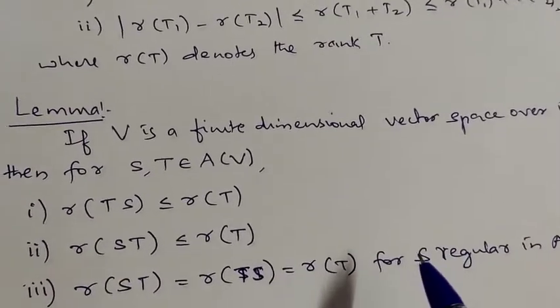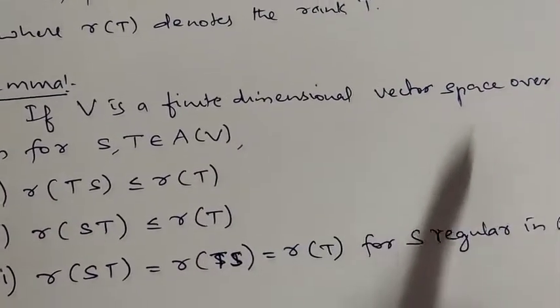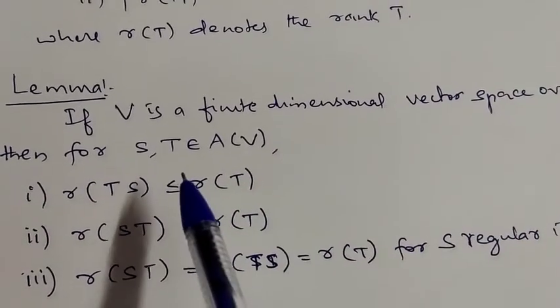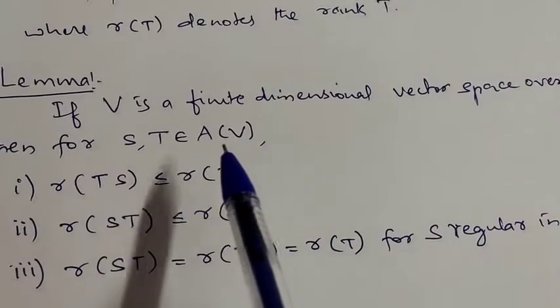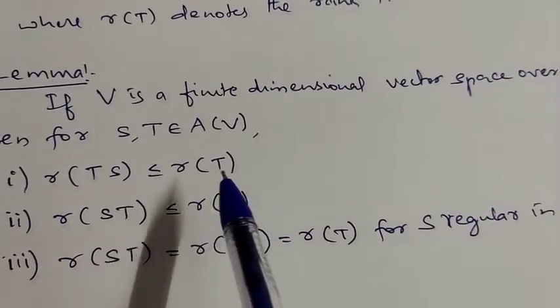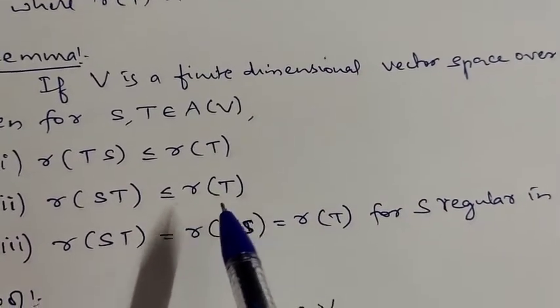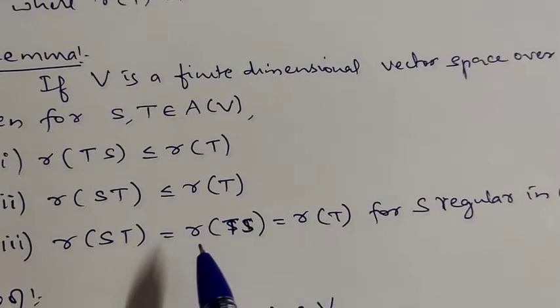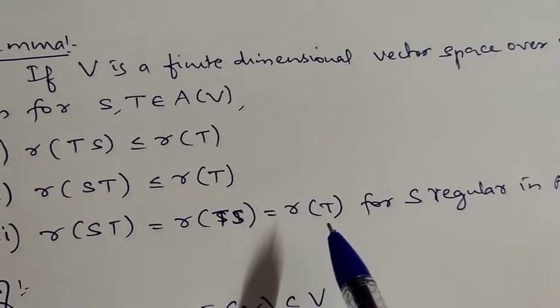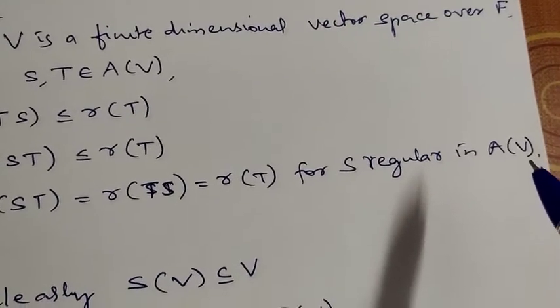Next let us take up the other lemma. This lemma says if V is a finite dimensional vector space over a field F, then for the transformations S, T belonging to A(V), the rank of TS is less than or equal to the rank of T, the rank of ST is also less than or equal to the rank of T, and the rank of ST is the same as the rank of TS, and that will be equal to the rank of T if S is regular in A(V).